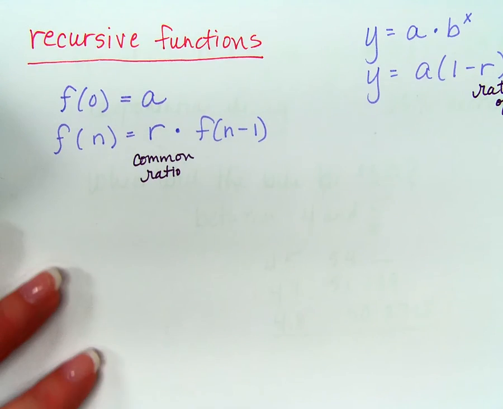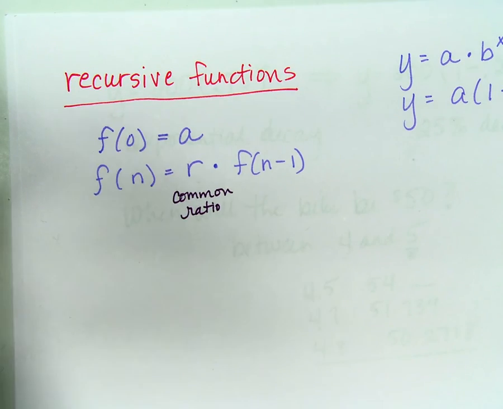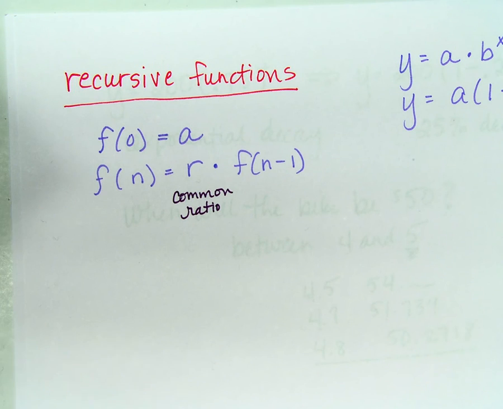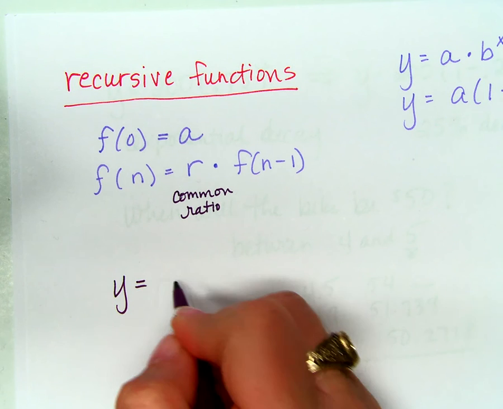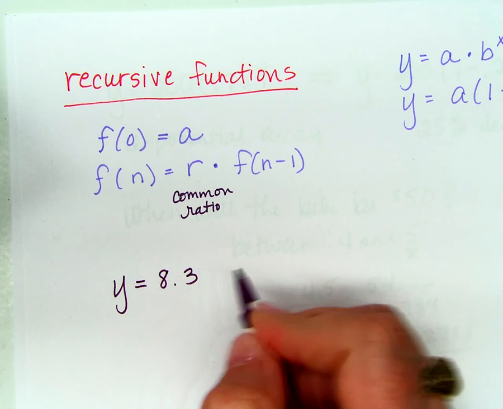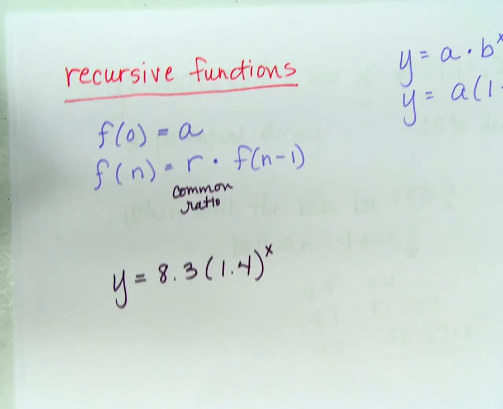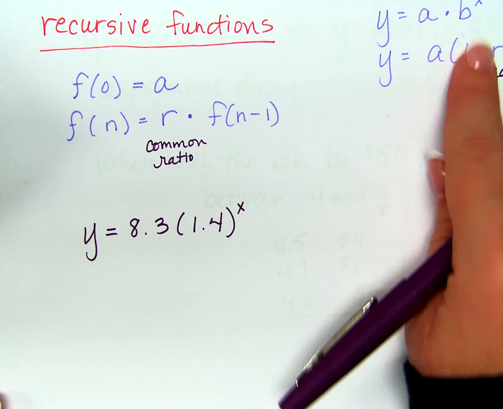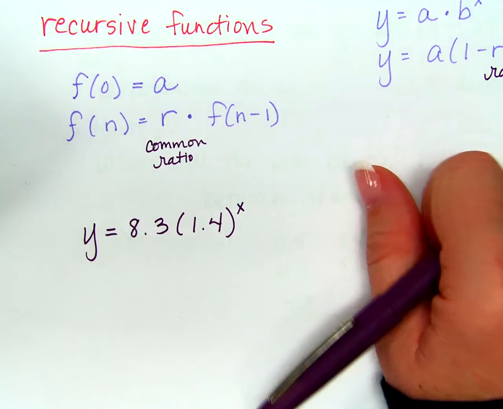Okay, so here's what I want to give you an example. I don't know where my paper went. There it is. Here's your example. Y equals 8.3 times 1.4 to the x power. Now we can use some of the stuff we talked about over here because these a's are the same value.